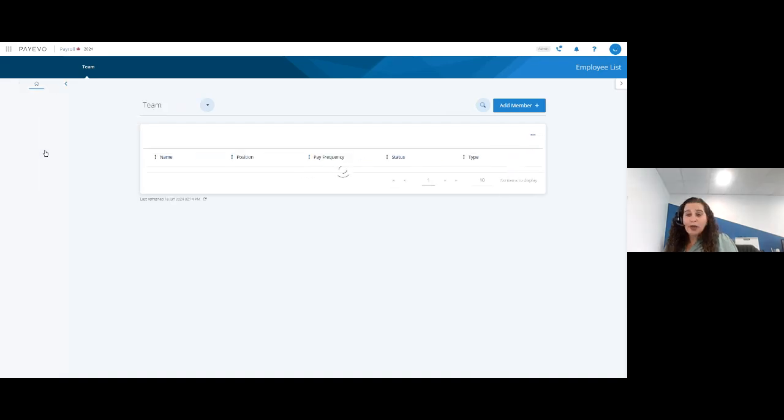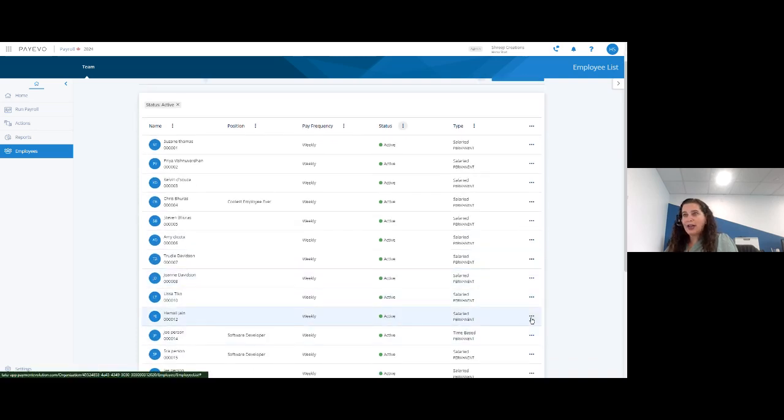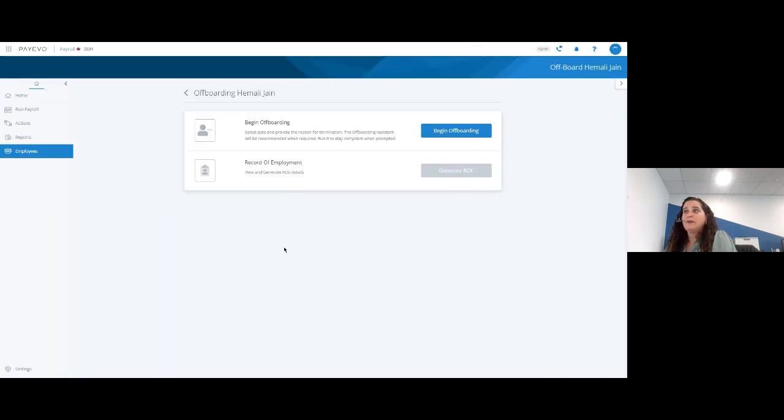So when I'm ready to start offboarding my employees, I go to my employee list, and I go to my team members. I have a team member here, and I am ready to start offboarding them. If you've terminated an employee within the last month or so, you might have noticed a new flow within the termination process, and that was so we could embed the offboarding assistant in there and make it even easier for you.